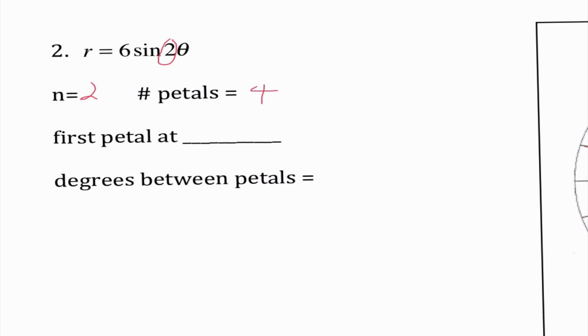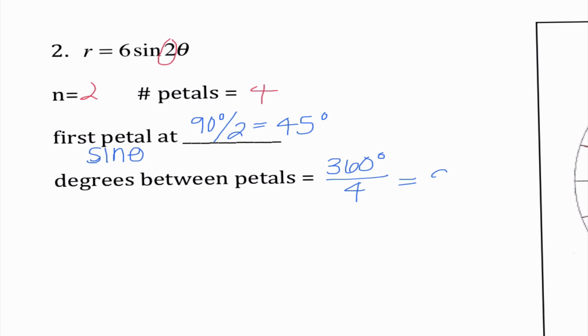Our first petal, since this is a sine graph, is going to be at 90 degrees divided by whatever our n value is, which is 2. So our first petal here is at 45 degrees. Degrees between petals, I'm doing 360 divided by the number of petals, and we get 90 degrees. So based on what we've seen, I'm thinking we're going to go out 6, but let's double check and make sure that this works.